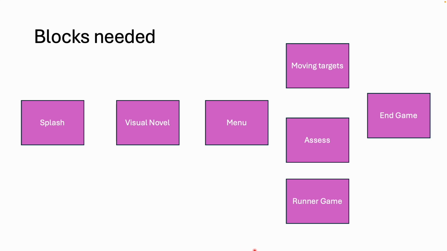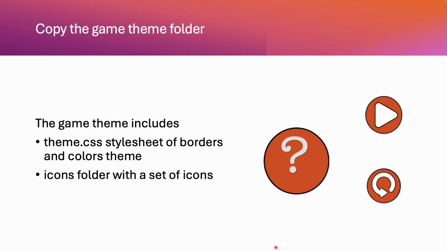Also, while you're at it, make sure that you copy the game theme folder. The game theme includes the theme.css style sheet, which defines the borders and colors for your game, and an icons folder that has a set of icons. We'll have more about that in a later video, where you can always swap out the themes for different colors, different border styles, different icons, but for now, let's just go with the default.